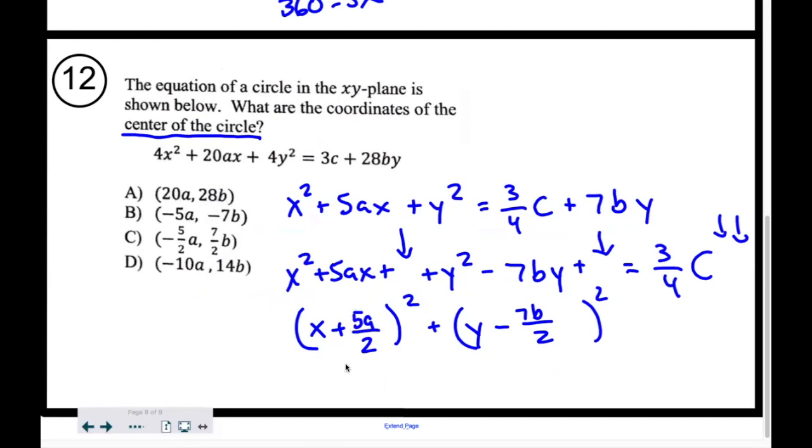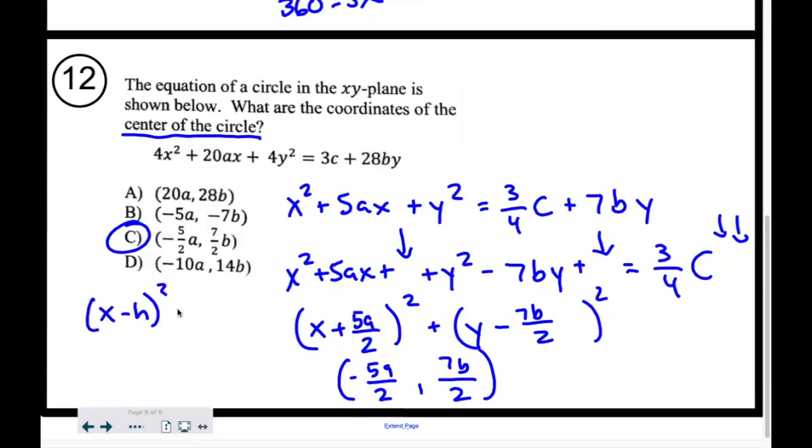So I figured out what my factors are going to be. That means my center is going to be essentially the opposite of these: negative 5a over 2 comma 7b over 2, which is just c. The reason is that when h is negative, remember the formula is x minus h squared plus y minus k squared equals r squared. So when you plug in a negative for h, the double negative is what turns it positive. And when you plug in a positive for k, the negative still is there. That's why when we get the center from it, we're kind of looking at it the opposite of what our brain sees.